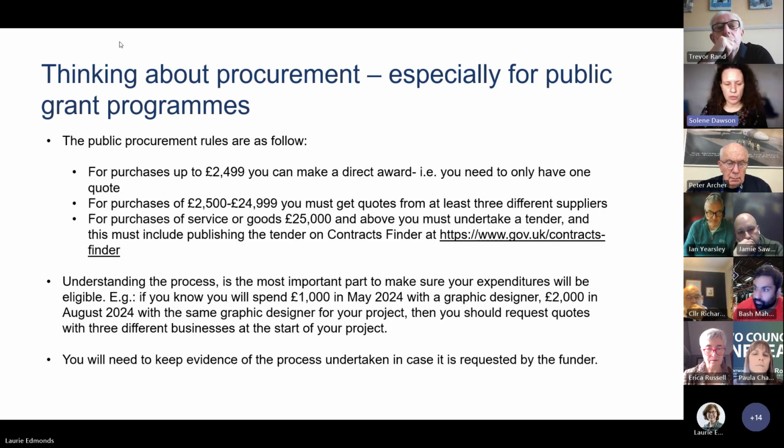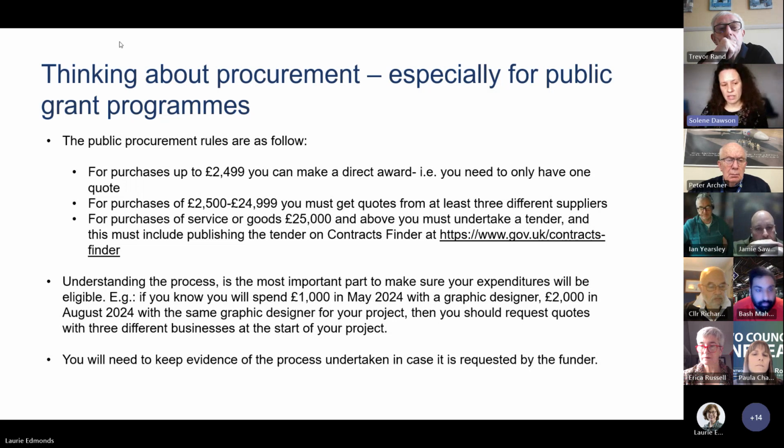For purchases between 2,500 and 24,999, you must request quotes from at least 3 different suppliers. The way you will choose your preferred supplier is important as well, because you would have to give your criteria. Say, okay, I want the cheapest, for instance, or I would like an organization with relatively good value for money in terms of the price, but I also want them to have experience in the area. So you set your criteria and then you choose your preferred supplier.